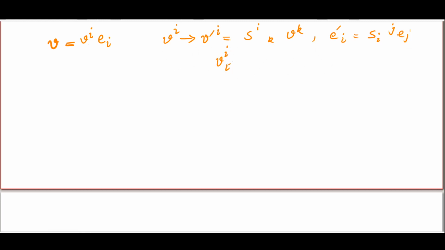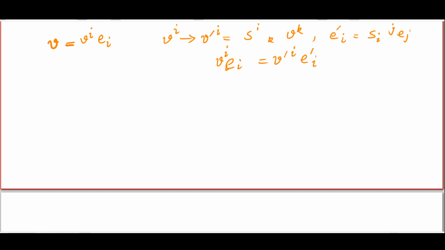Now this should not really come as much of a surprise. Let me just remind you that for a vector v, where you had components vi and basis vectors ei, under a coordinate transformation, the vi transformed to v prime i given by Sik vk, whereas the basis vectors transformed just in the opposite manner, Sij ej, and as a result of that, vi ei, the vector itself, stayed unchanged when you carried out a coordinate transformation.